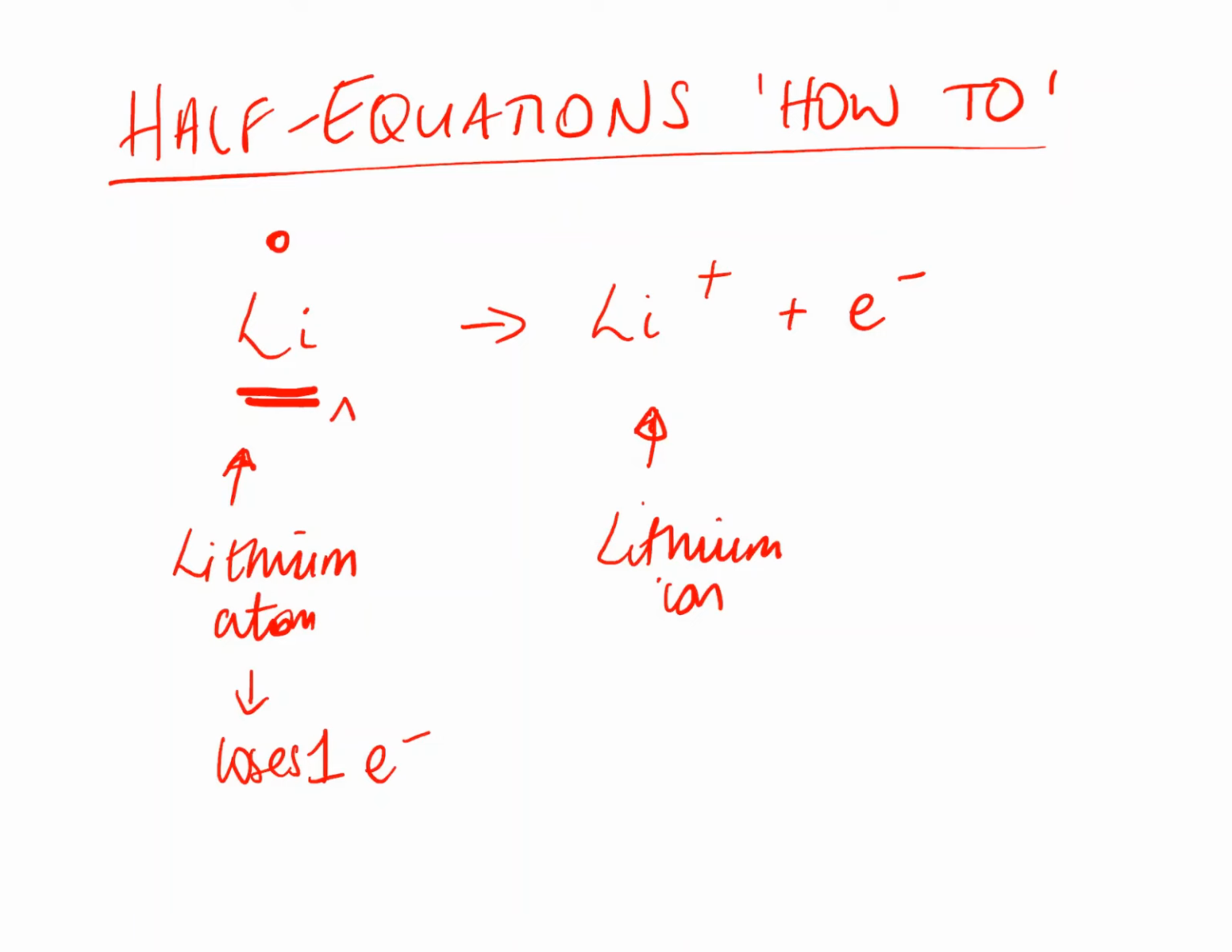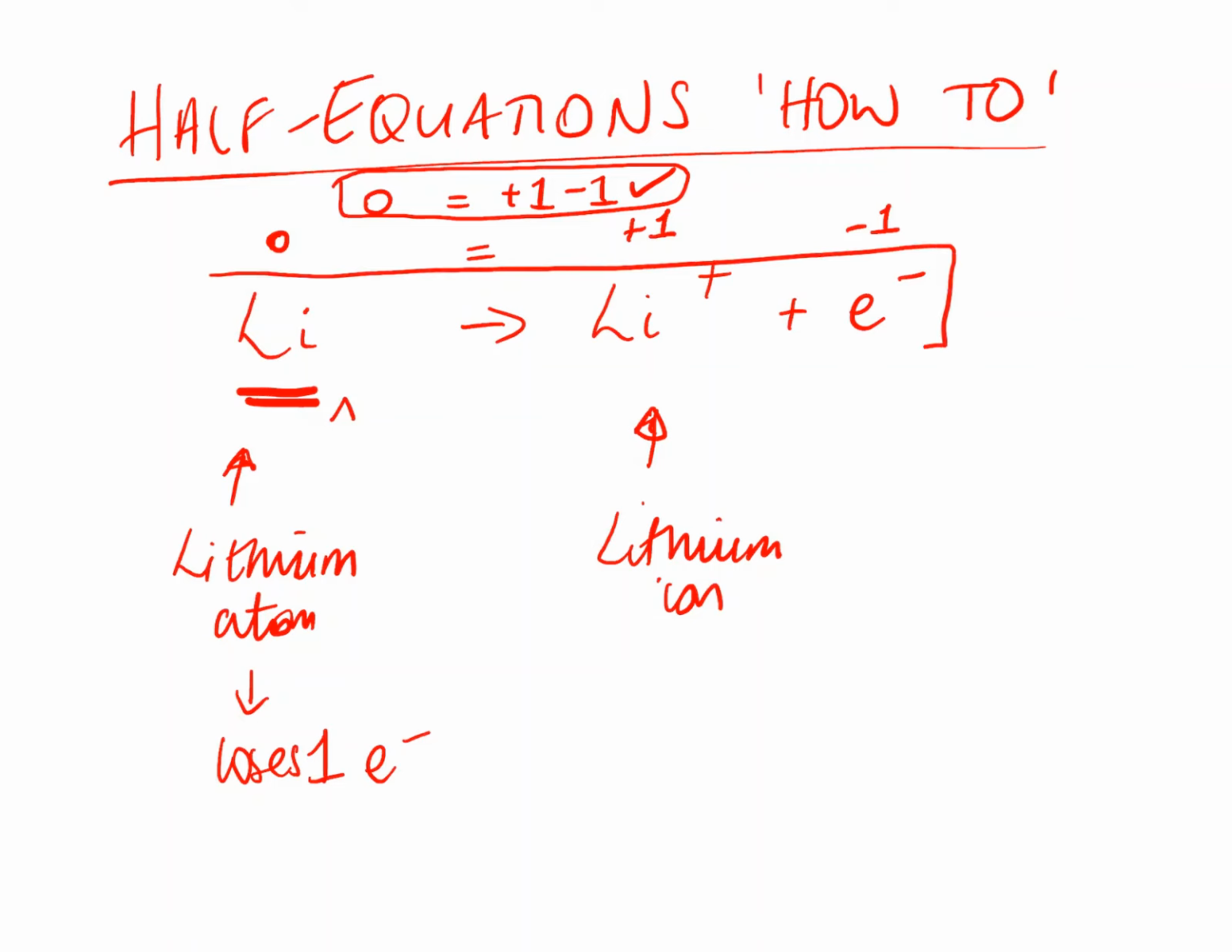The Li+ on the right hand side has a charge of +1, and the electron has a charge of -1. Now if we look at this in terms of maths, 0 equals +1 -1, well, that is correct. That works chemically, mathematically, that is correct, and that tells us what our half equation is.